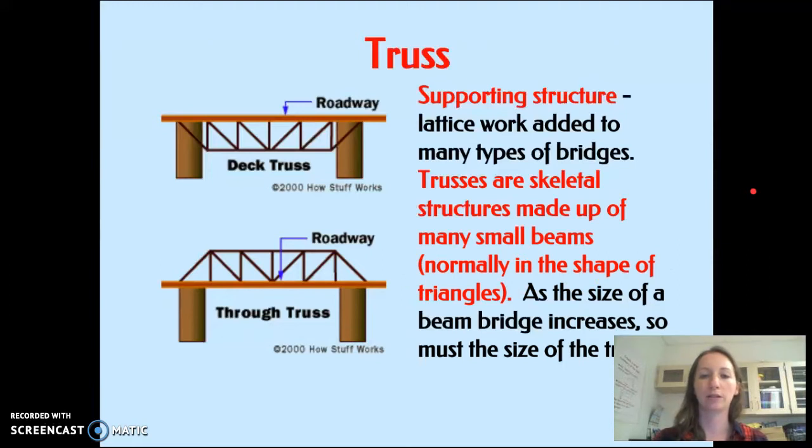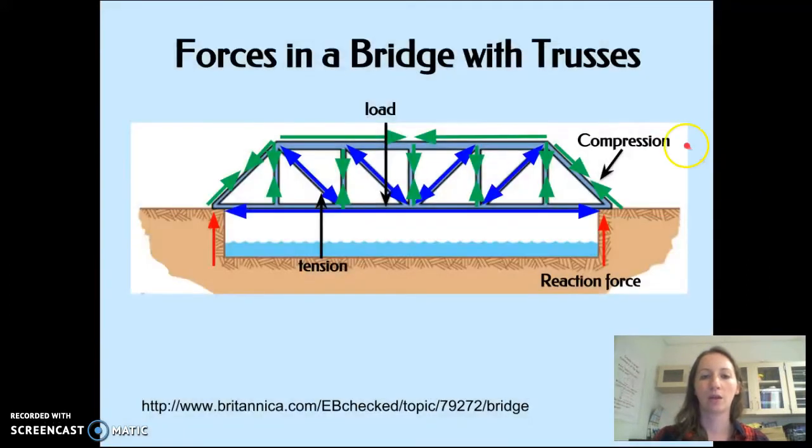Again, pause at any time when you need to. Okay, so here's a diagram you're going to want to draw of a truss. It shows the load pressing down on the bridge, the reaction force, the abutments on the side pushing up, so they're going to be under compression. And then you can see the alternating different types of compression and tension that are happening here.